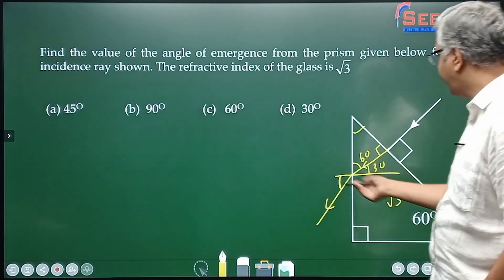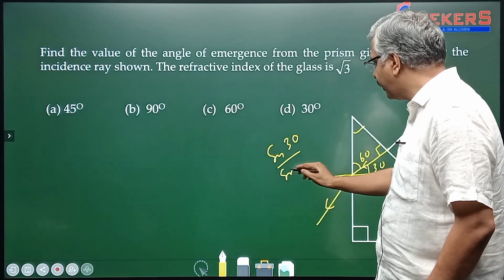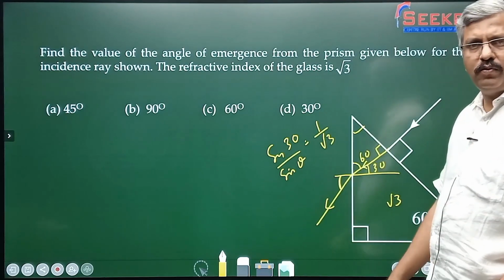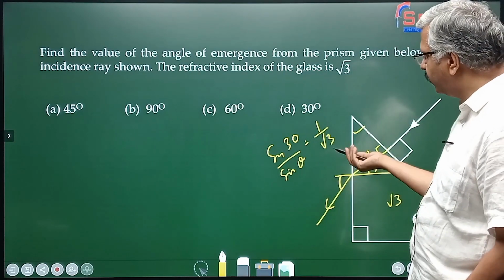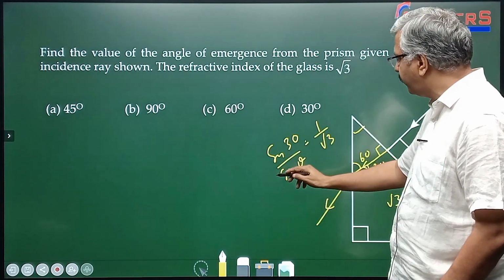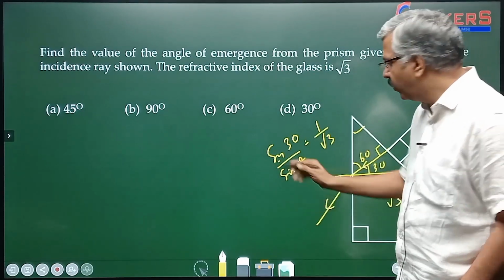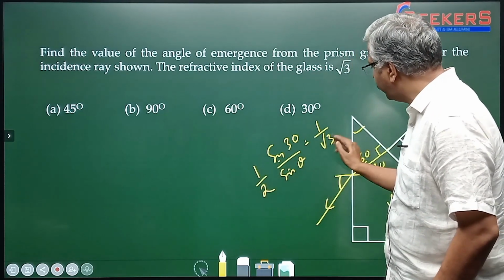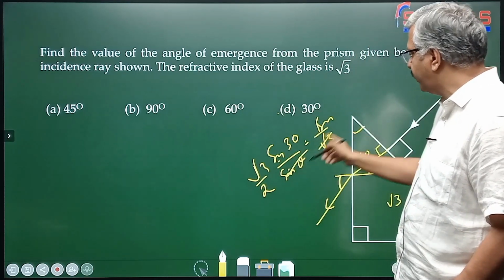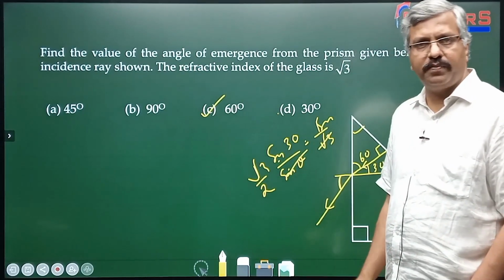So I will have sin 30 by sin theta equal to 1 by root 3. Now I have to work it out. What is sin 30 equal to? Root 3 by 2. I am sorry, sin 30 is 1 by 2. So if I put 1 by 2 here, this goes here and sin theta goes here, automatically you can see that sin theta should be equal to root 3 by 2. So 60 is going to be the option.